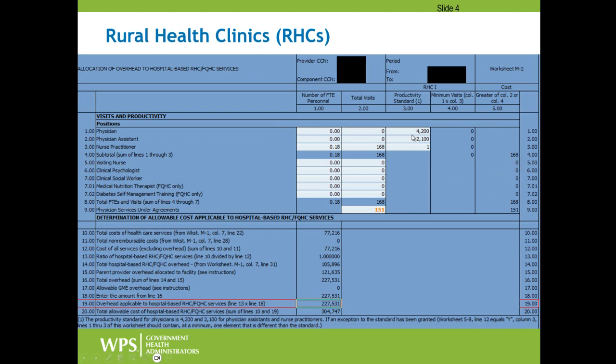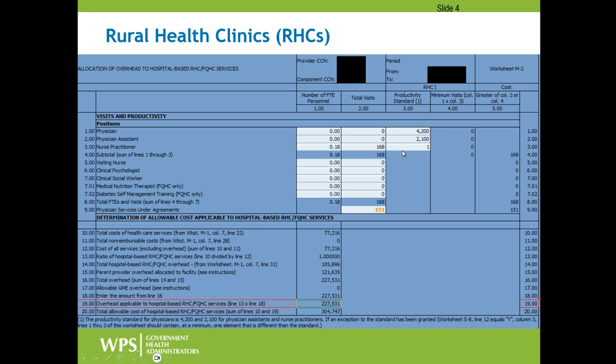M-2, as I said, is the calculation of the visits. What's happening here is you take a look at your different types of positions: physician, physician assistant, nurse practitioner, there might be some subscripts, and you look at the FTEs that the facility has. Now, there's a productivity standard. Normally, it's 4,200 for a physician, 2,100 for a mid-level practitioner, basically everything non-physician.